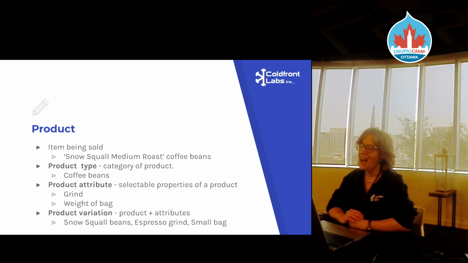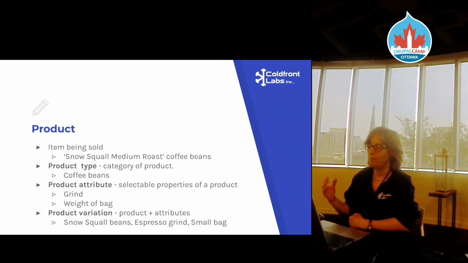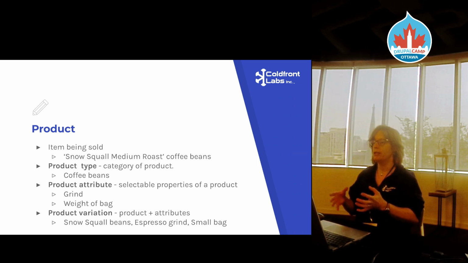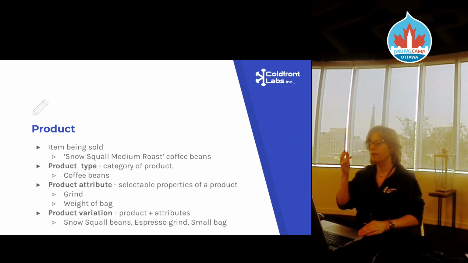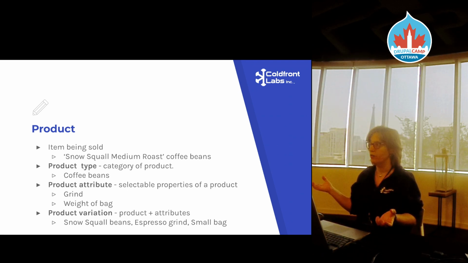So when you're talking about pieces of products, one piece that makes up a product is the product type. A product type is like a general category of product.